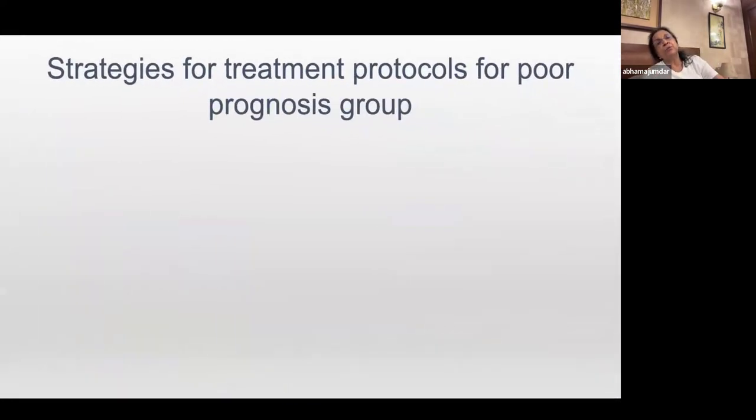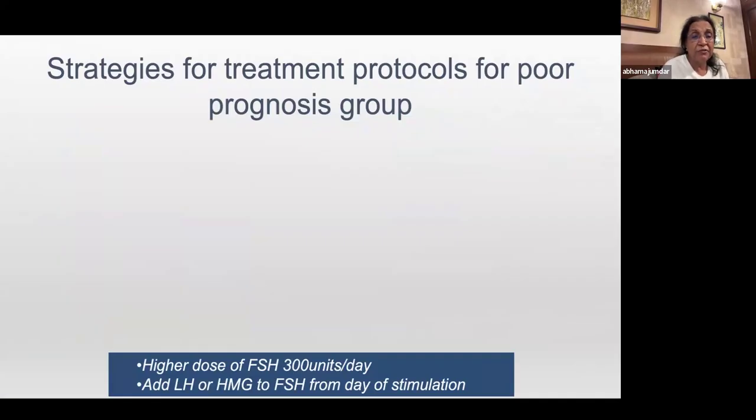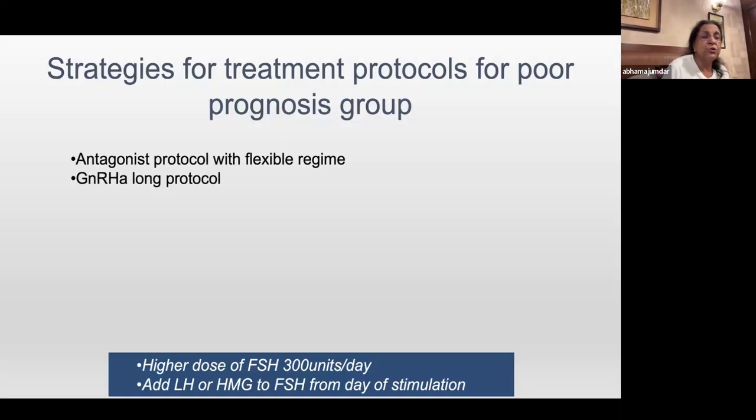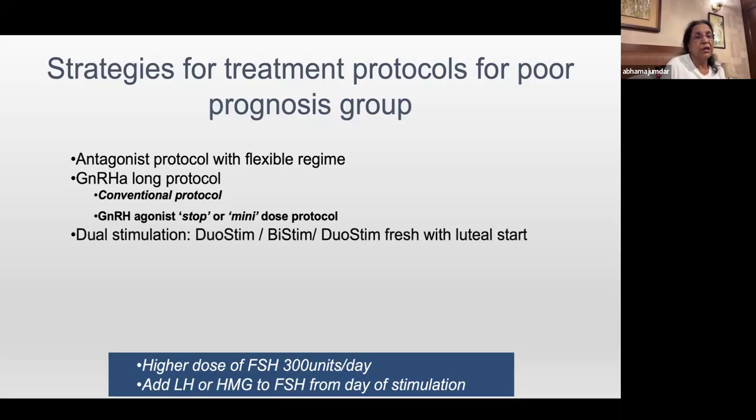So now we come to the most awaited group, the poor prognosis group. I wouldn't say poor prognosis group because that is a much later terminology which came into our armamentarium. This is the poor responder group depending on the ovarian reserve. So having said that, we need higher doses of FSH and we need to add LH or use HMG to FSH from the day we start stimulation. We can use antagonist protocol with a flexible regime here. We can also use GnRH agonist long protocol to make a good cohort. And here we can use it as a conventional stop or mini dose protocol.